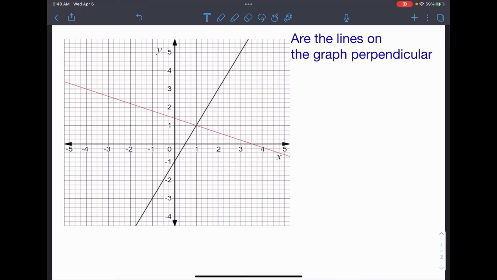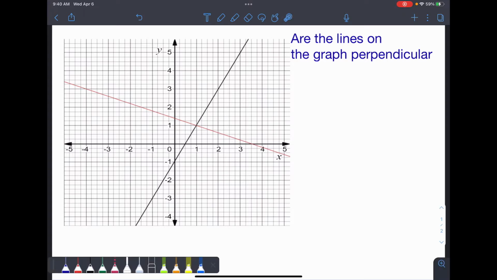Okay, in class I gave you guys the following problem. I gave you this graph which is just the graph of two lines, this black one and the red one. And I asked you to find the point of intersection, to determine if the lines are perpendicular.